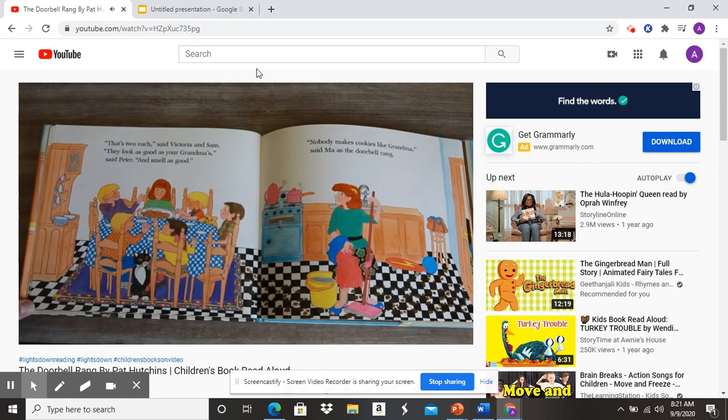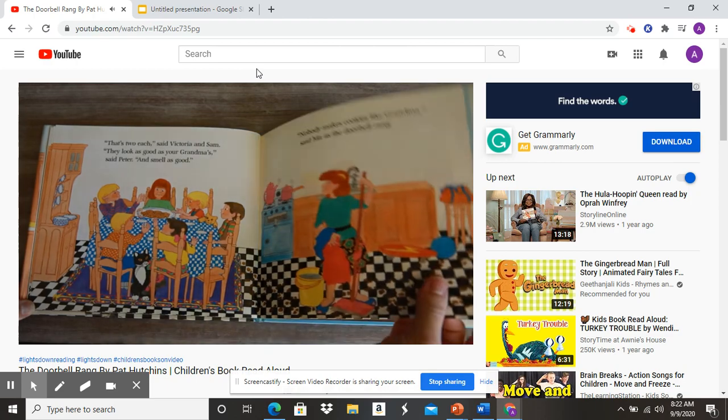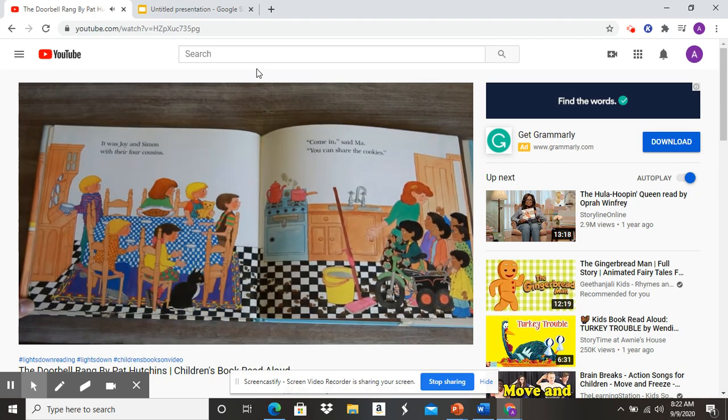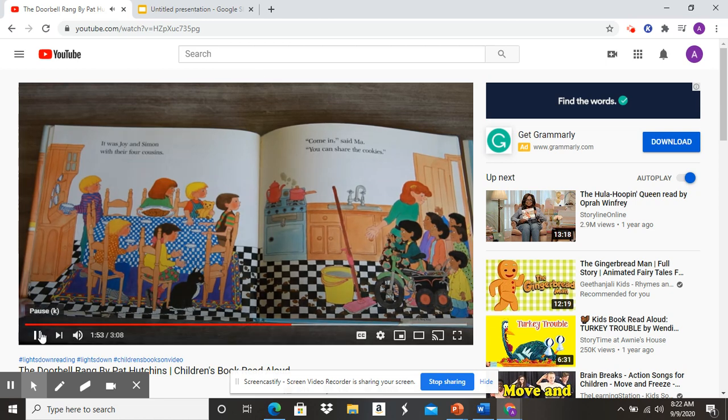That's 2 each, said Victoria and Sam. They look as good as your grandma's, said Peter, and smell as good. Nobody makes cookies like Grandma, said Ma as the doorbell rang. It was Joy and Simon with their 4 cousins. Come in, said Ma. You can share the cookies.